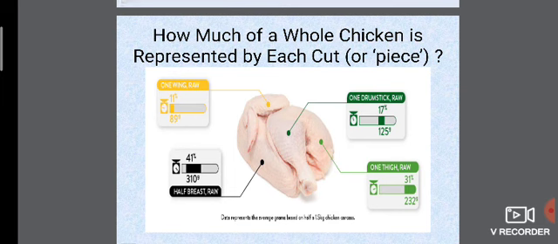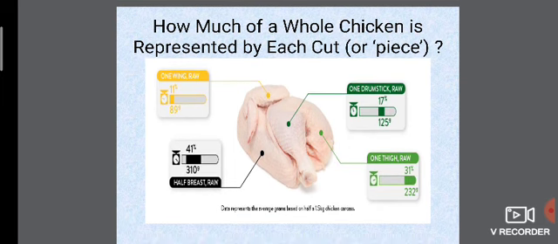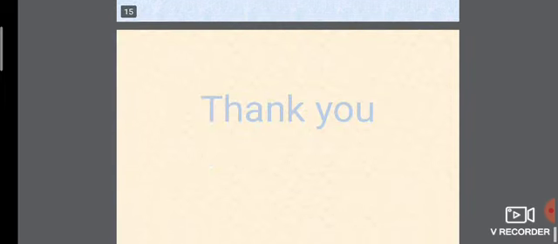So the question arises, how much of a whole chicken is represented by each cut? This data is taken from the average grams based on a 1.5 kg chicken carcass. One wing weighs 89 grams, that is 11%, one raw drumstick weighs 125 grams, half breast weighs 310 grams, 41%, and one thigh weighs 232 grams. Okay, thank you.